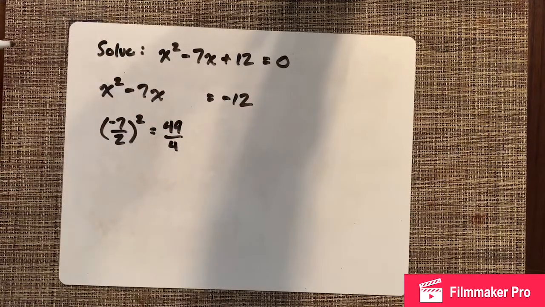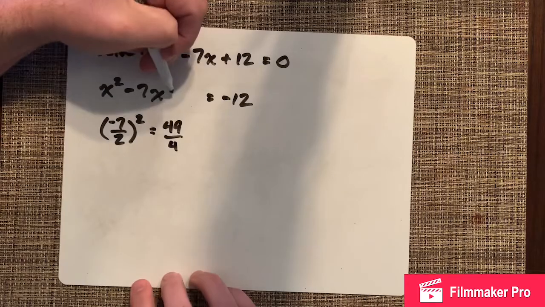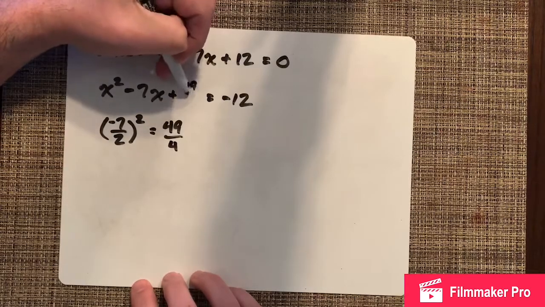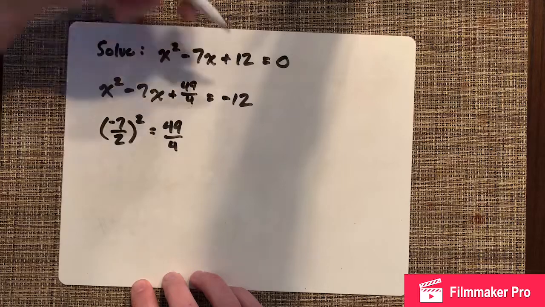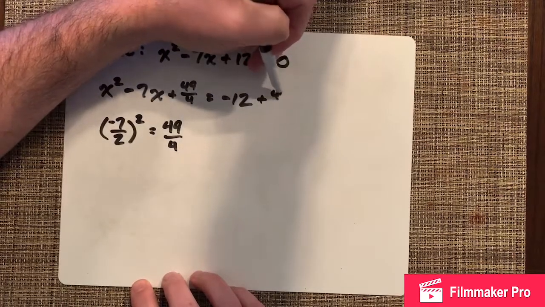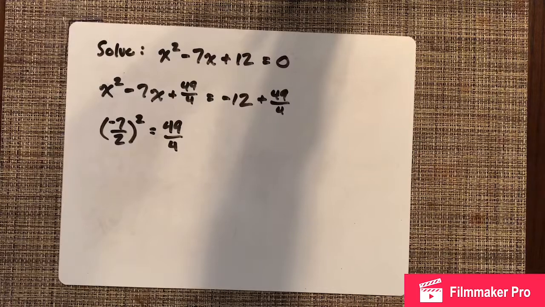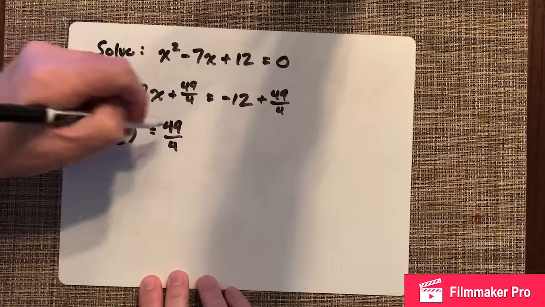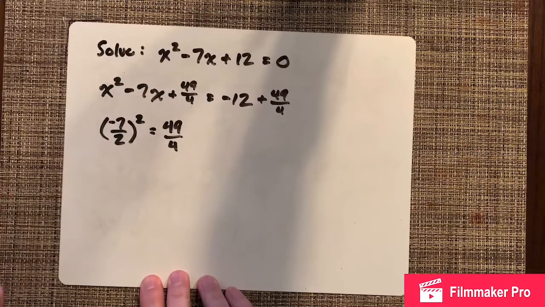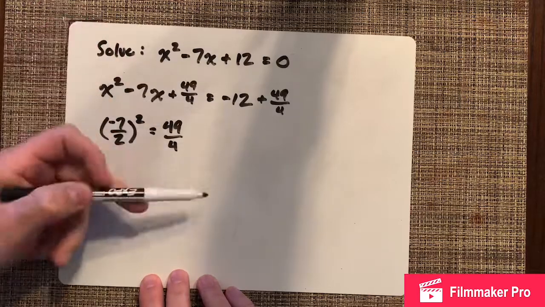Yep, and so when this happens, you just got to deal with it. So plus 49 over 4, and then guess what? You got to add it to the other side too. And now you're really not going to like that. But there's nothing that says you can't handle this. So let's see how it works. So this side over here is now a perfect square. And actually this time I'm going to simplify it from this step to the next.